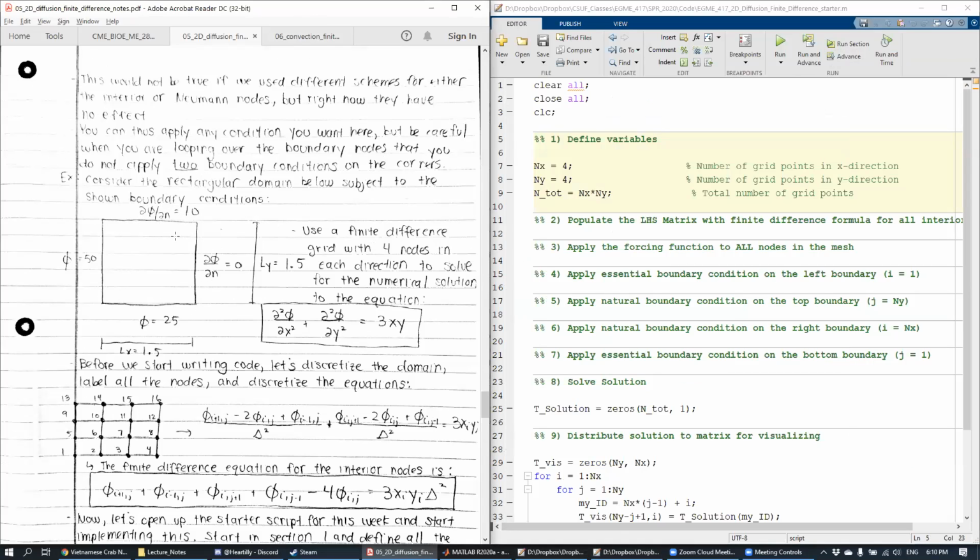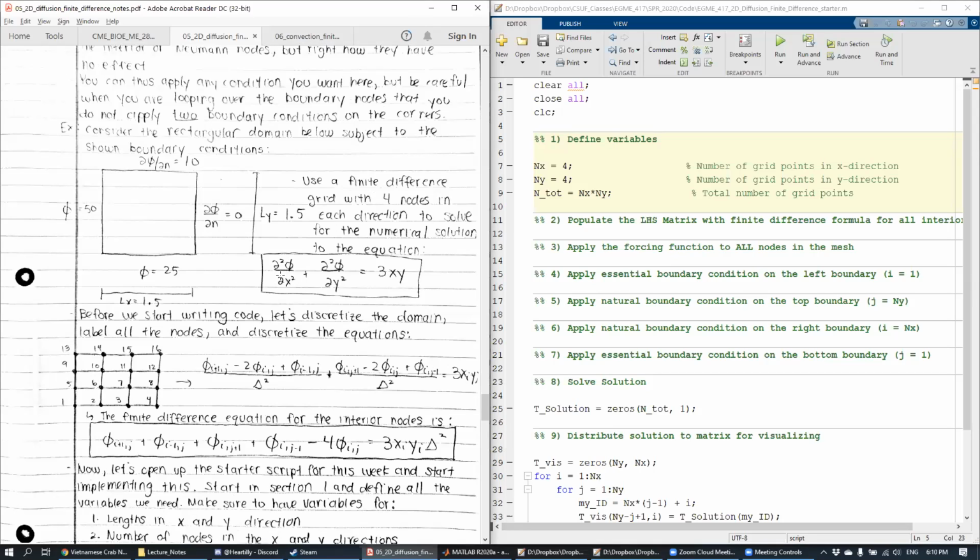So on the top and the right sides, we're going to have Neumann boundary conditions. One of them is going to be 10. The other one's going to be 0. And then on the bottom and left faces, we're going to apply Dirichlet boundary conditions. On the bottom, we're going to apply a Dirichlet boundary condition of 25. And on the left side, a Dirichlet boundary condition of 50. For this example, we're going to use a finite difference grid with 4 nodes in each direction, and solve for the numerical solution to this equation.